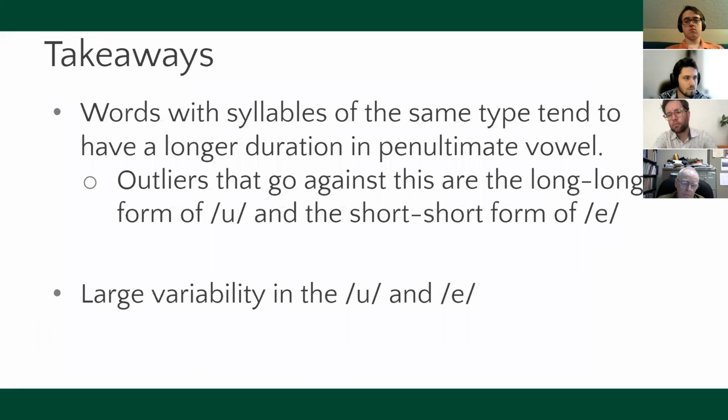So some takeaways just from those two slides. When looking at the difference in duration between the penultimate and final syllable, words with syllables of the same type seem to trend towards having a longer duration in the penultimate vowel. However, we saw that there were some outliers that go against this, and those outliers were the E in the short word type and the U in the long word type. As well, these were the two vowels with the most variability in this data.